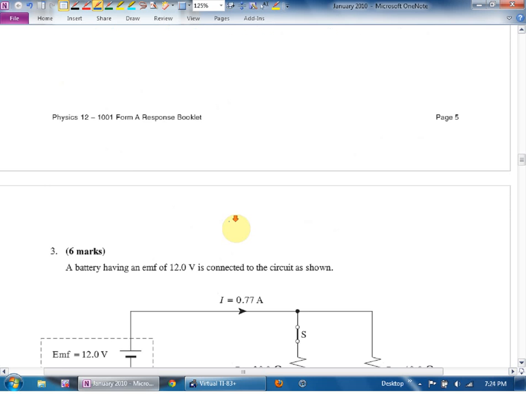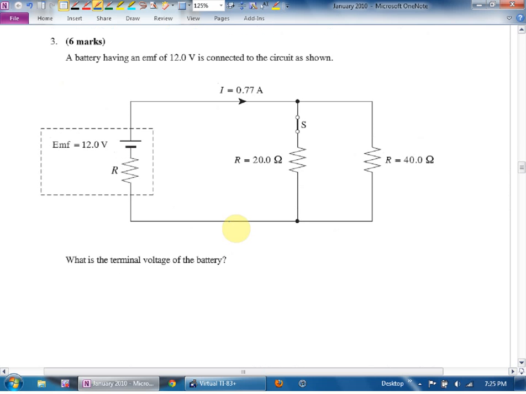Circuit. Okay. What is the terminal voltage of the battery? Now, the terminal voltage is your EMF minus whatever voltage you lose going through here. It's the chairlift minus the little bump getting off the chairlift. So really, it's going to be 12 minus I times R, because that's what voltage is. Although this question is saying find the terminal voltage, really, I'm probably going to be finding other stuff.